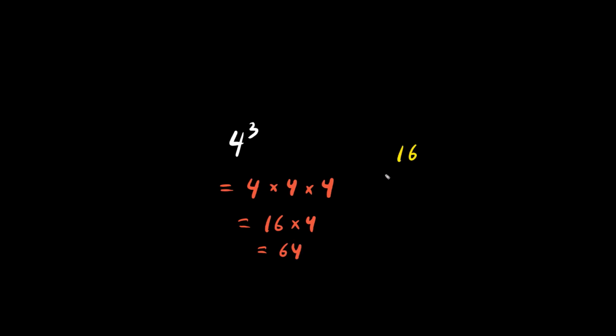We can verify this using multiplication. 6 times 4 is 24, so we write the little 2 up here. 4 times 1 is 4, plus 2 is 6. Indeed, the answer is 64.